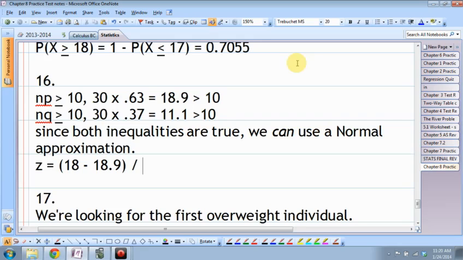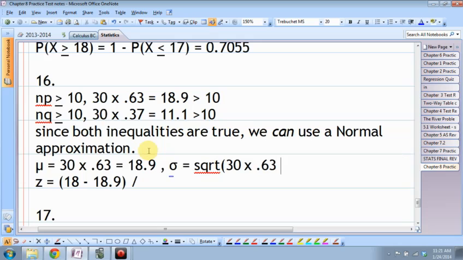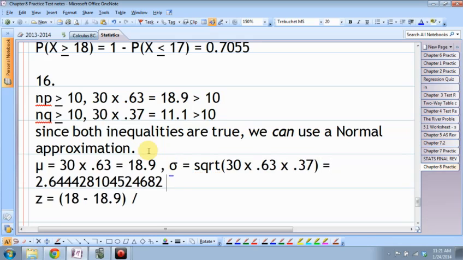Divided by the standard deviation. And I don't have that standard deviation. You know, we should actually just write these down. Mu equals 30 times 0.63. And sigma is equal to the square root of 30 times 0.63 times 0.37. Did I get that right? Yeah. Okay.